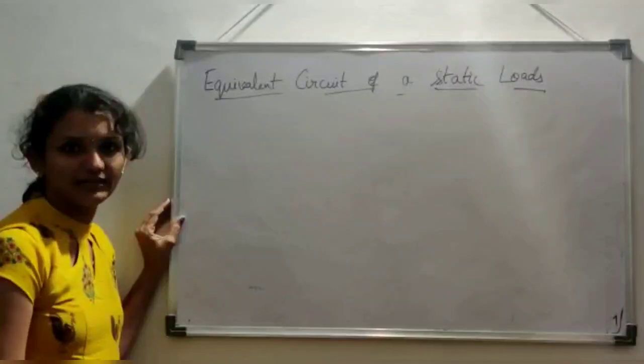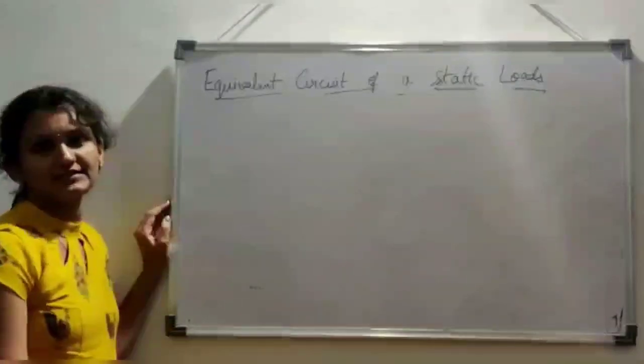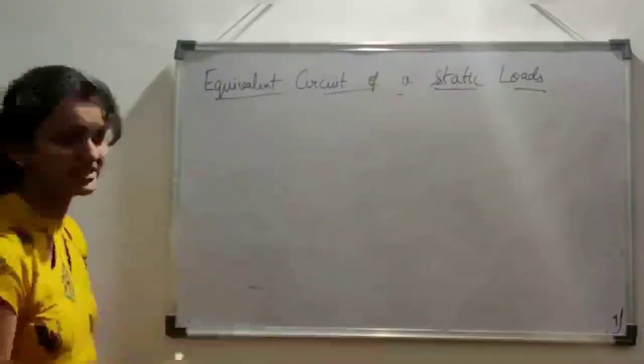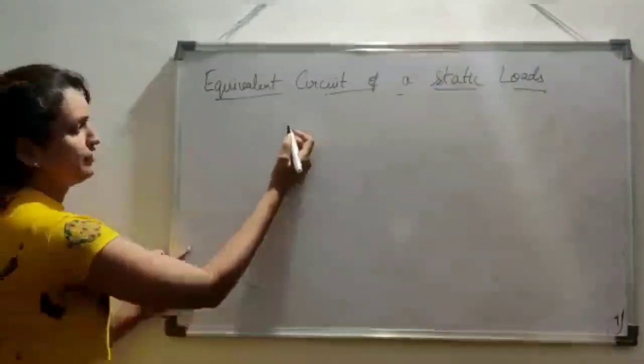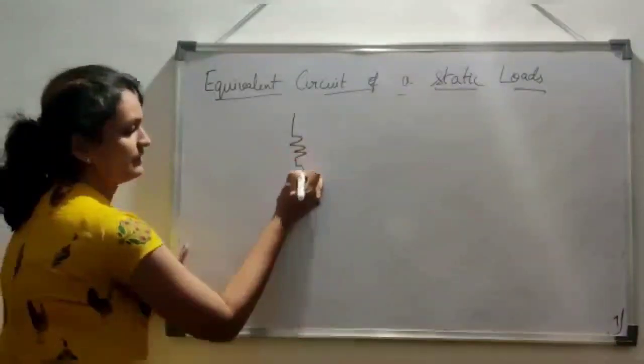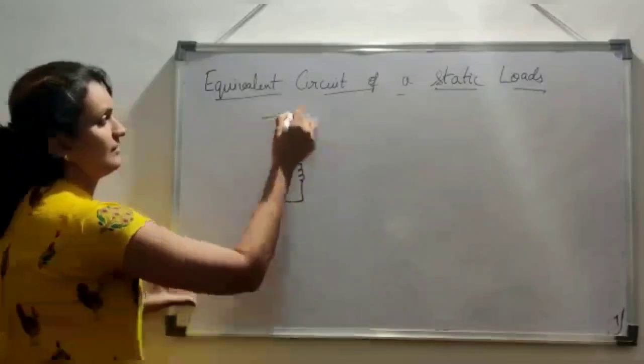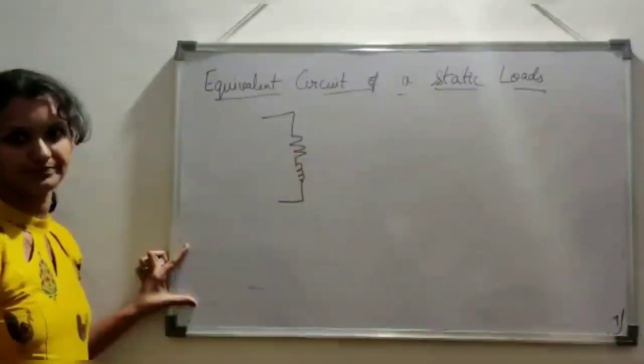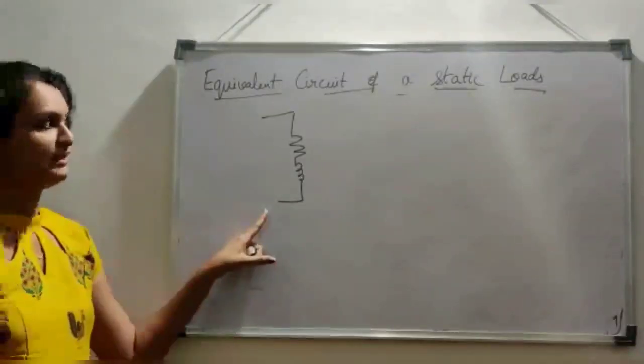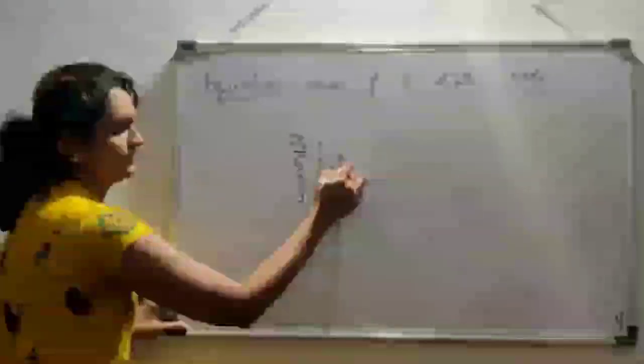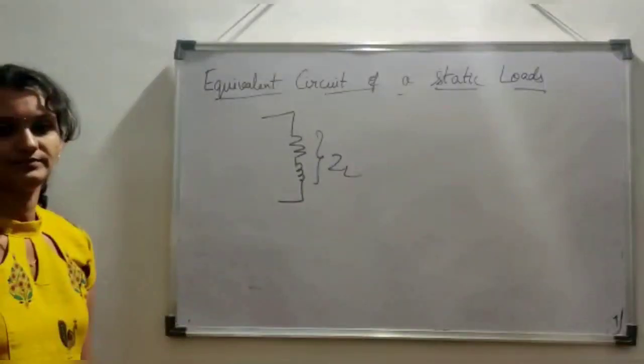Equivalent circuit of a static load. So electric furnaces, lamps, etc. are the static loads in the power system. So you just have to represent it with the impedance of the load. So this is the single phase equivalent diagram of the load.